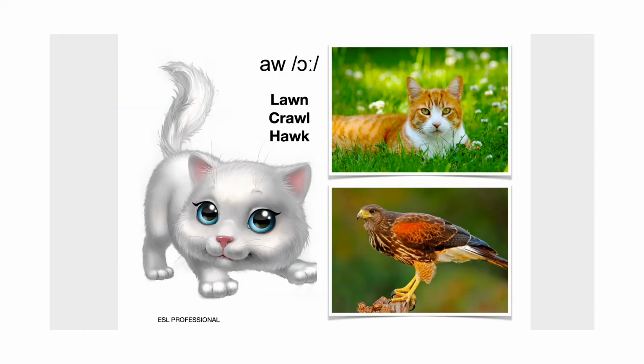Lawn, crawl, hawk. The cat is on the lawn. The cat can crawl. The hawk can fly. Now you can repeat these words after me. Lawn, crawl, hawk.